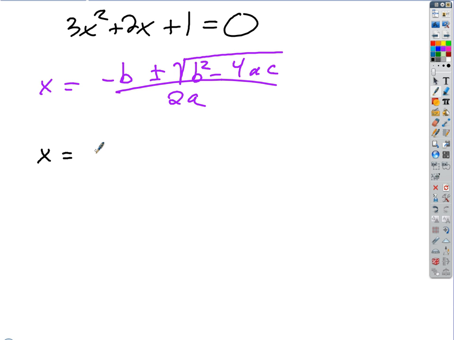So what's negative B? Negative 2. Plus or minus the square root of 4 minus 12. Okay, how do we get 4? Because that's b squared. Minus 12. Okay, now one other question. B is 2 this time, right? What if B was negative 2?